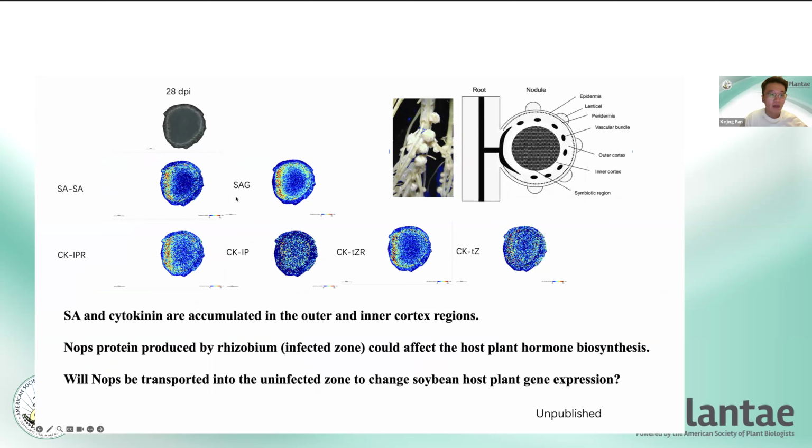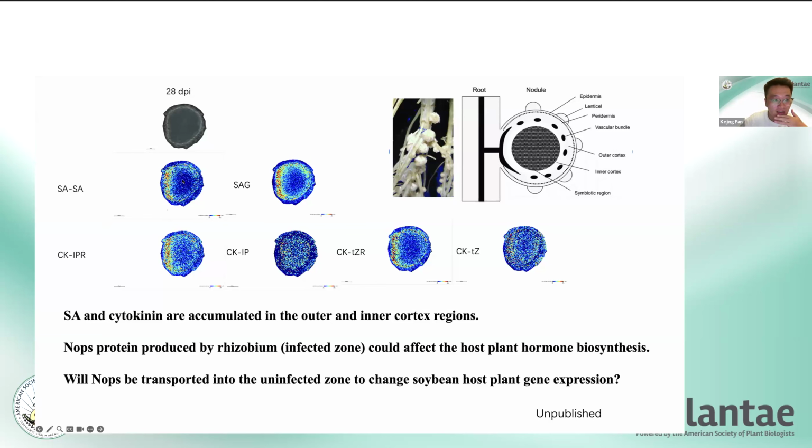Here is some of our data about the spatial metabolomic data. The blue color means there is no hormone or very low-level hormones. The red and the green color mean that there are many high-level hormones here. So you could find the SA and the cytokinin are accumulated in the outer and the inner cortex regions.